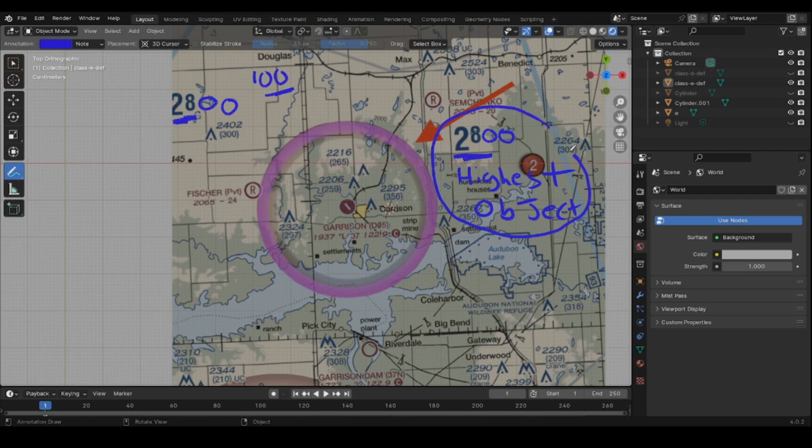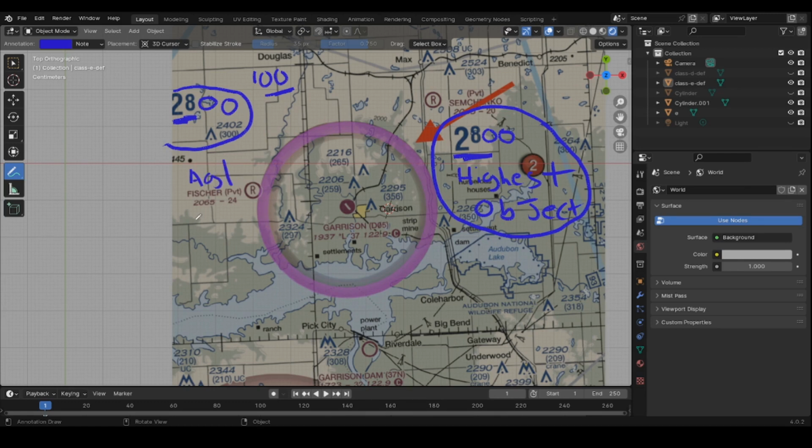So in this area up here, the highest object you may encounter is 2,800 feet, and it's the same over here. The tallest object in this little region over here is 2,800 feet. Now when I was studying, I didn't know if it's MSL or AGL. But it doesn't matter, because you know the tallest one is 2,800 feet. Since it's on the ground, it may be AGL, so 2,800 feet above ground level.